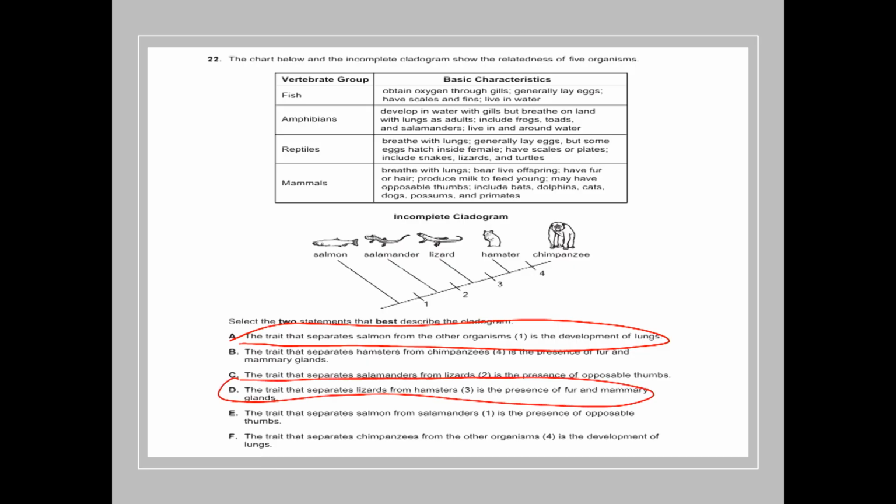So A says the trait that separates salmon from the other organisms, 1, is the development of lungs. So let's say we put lungs right here at 1. How you read these is everything to the left of this does not have that trait, and everything to the right would have that trait. And if you know anything about salmon, fish do not have lungs. So that's correct. All these other organisms do. The salamander does, the lizard does, the hamster does, and the chimpanzee all have lungs. So that one is placed correctly.